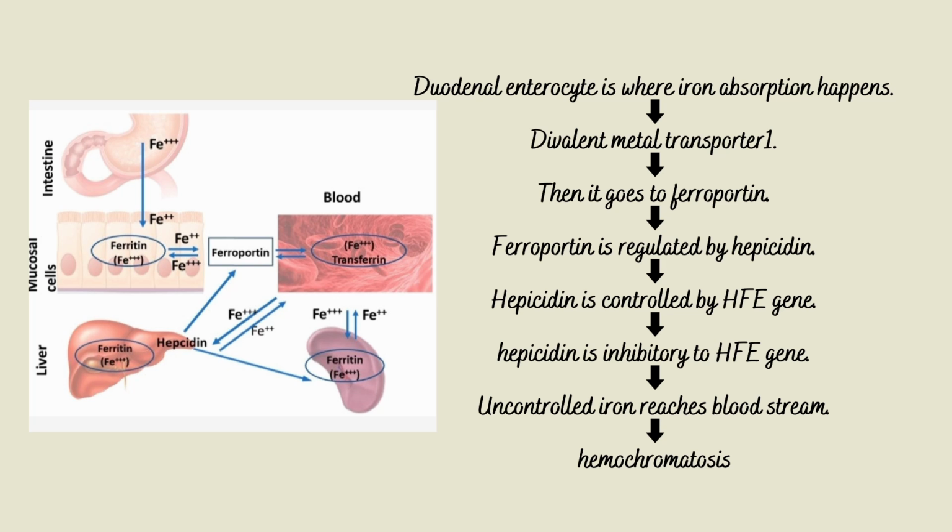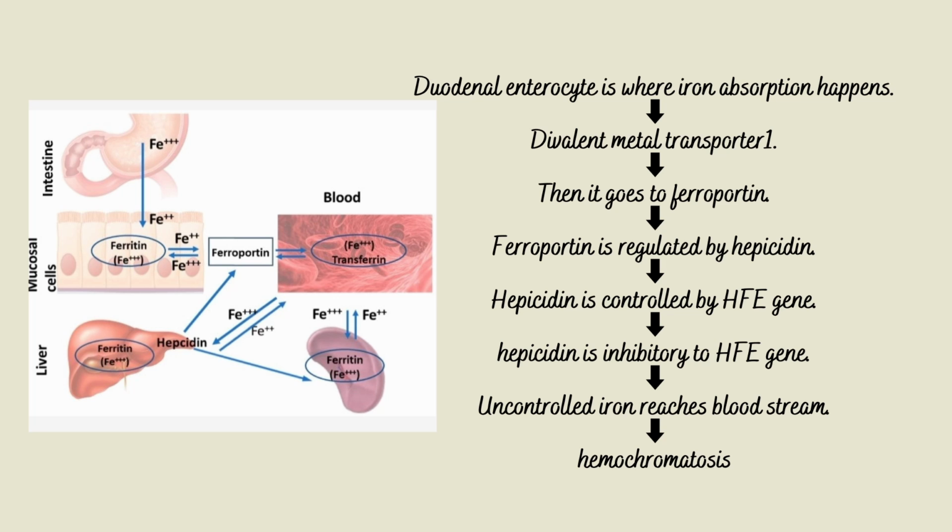That ferroportin channel is regulated by a protein molecule called hepcidin, and this hepcidin is in turn controlled by the HFE gene. Okay, so this hepcidin has an inhibitory effect on ferroportin, which is regulated by the HFE gene, means it will decrease the iron entry into the serum. Okay, so now what happens in hemochromatosis?